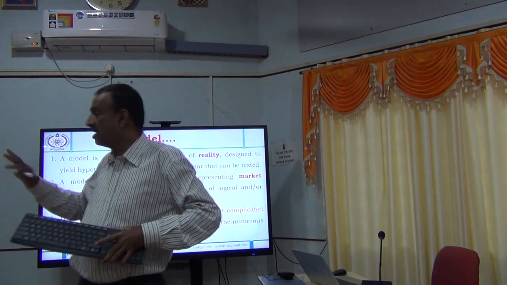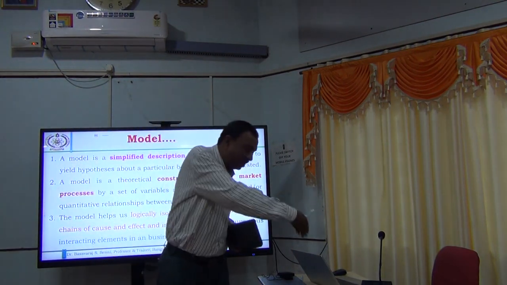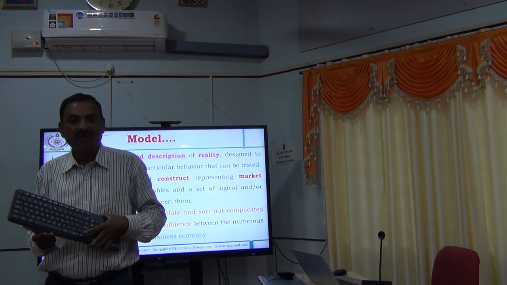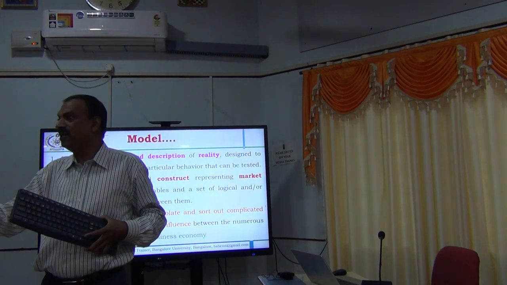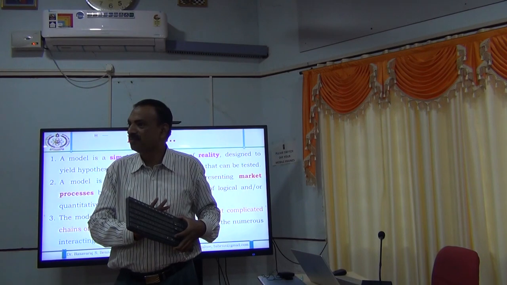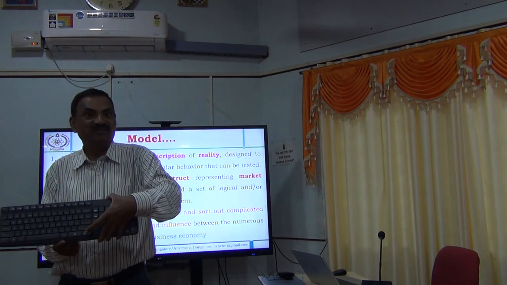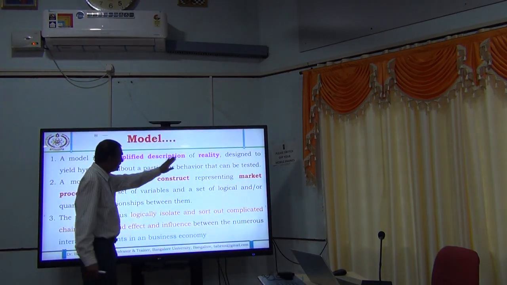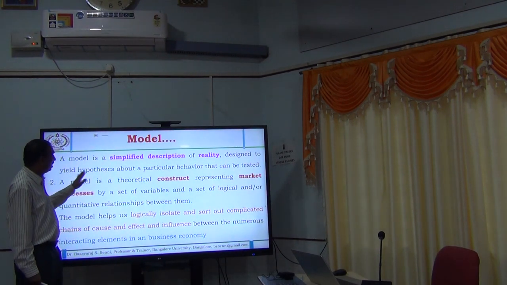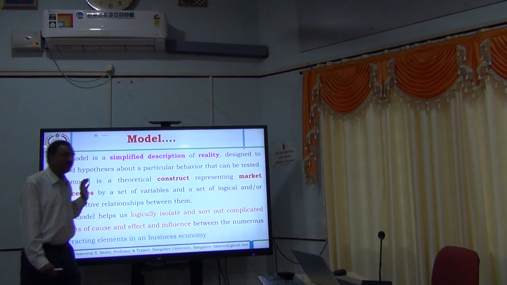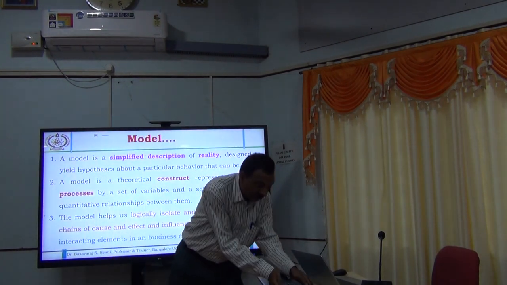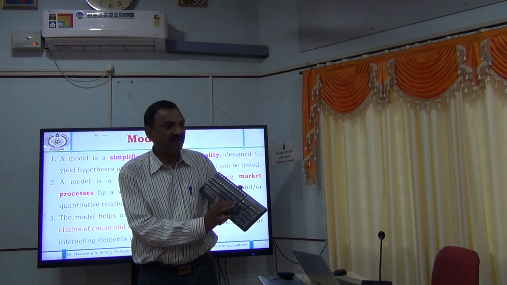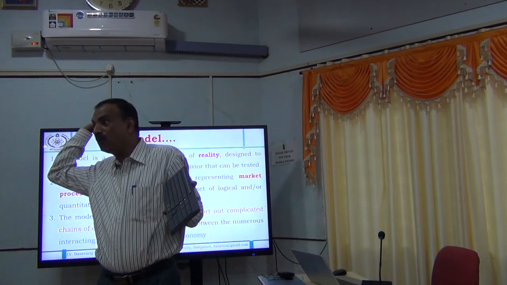Still it gets connected. It can get connected to this, or to the laptop, or to the system. Wireless. A wired keyboard is different, a wireless keyboard is different, but for us, it is a keyboard. It is a reality. So the point is very clear: it is a simplified description of reality, designed to yield hypotheses about a particular behavior that can be tested. It is a keyboard. If I press the enter key, whether it goes to the next place or not, it is a testing. If I press Y, it should reflect Y on my screen.